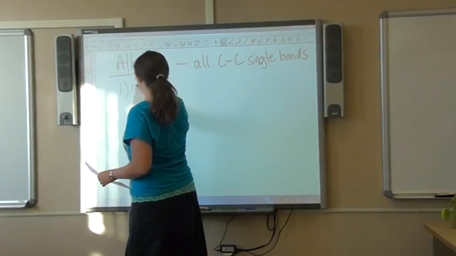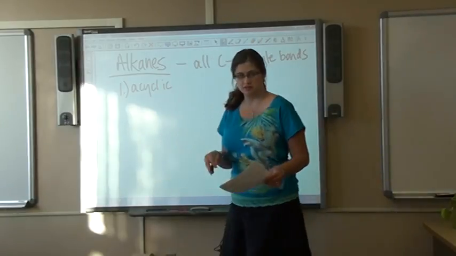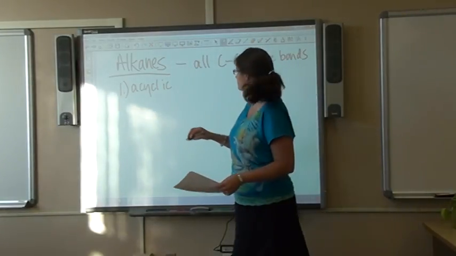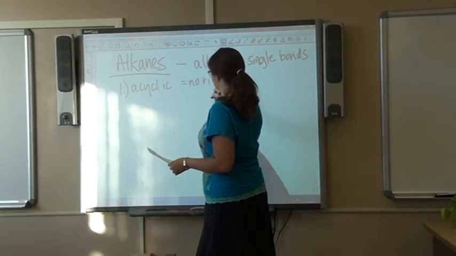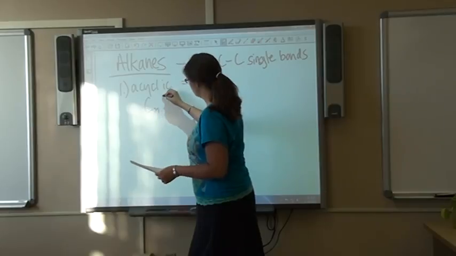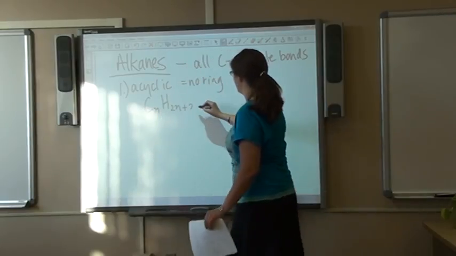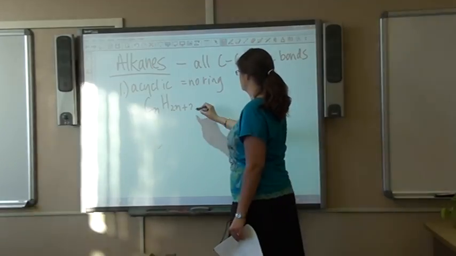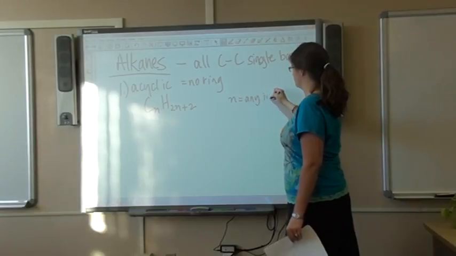The first are the acyclic alkanes. Acyclic means not in a ring. And they have the general formula CnH2n plus 2, where n is any integer.